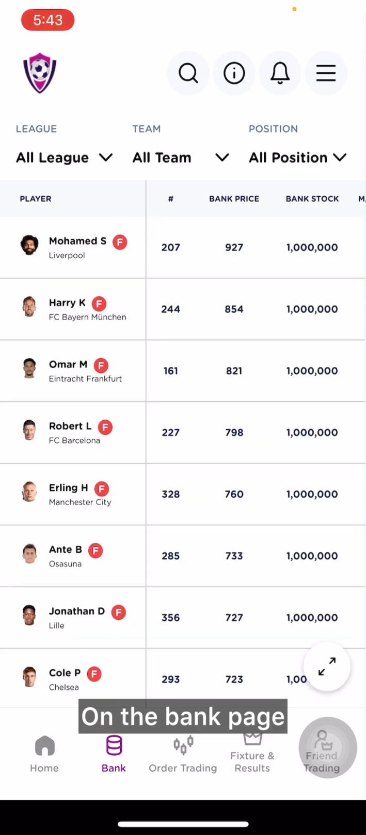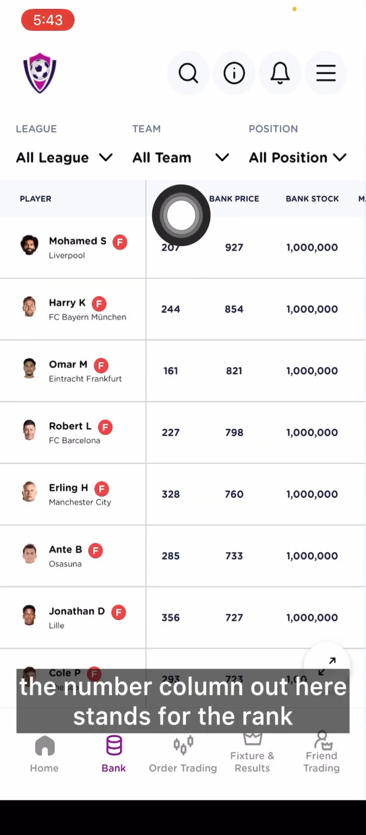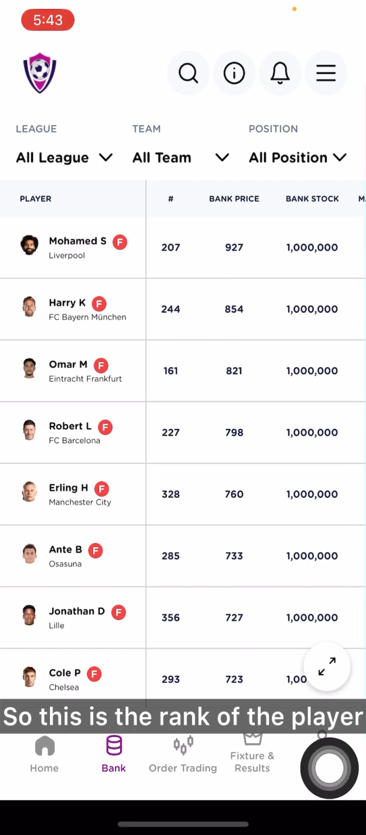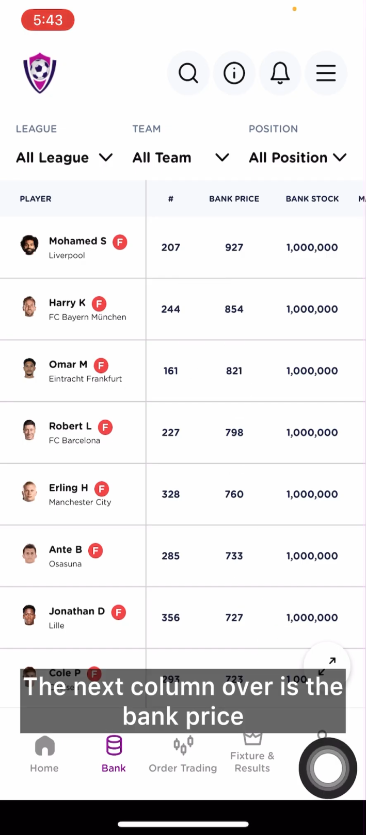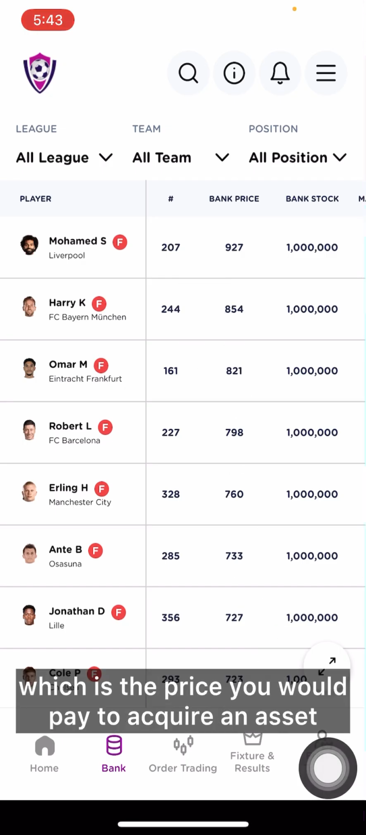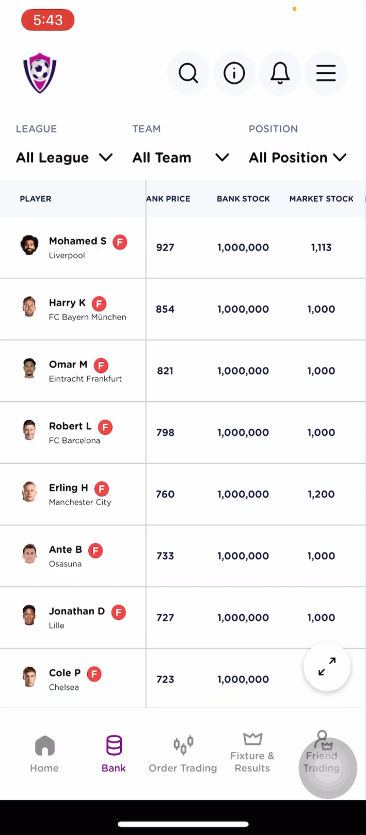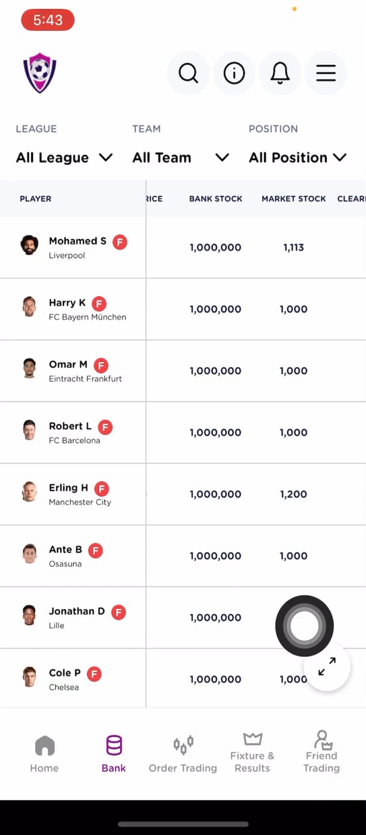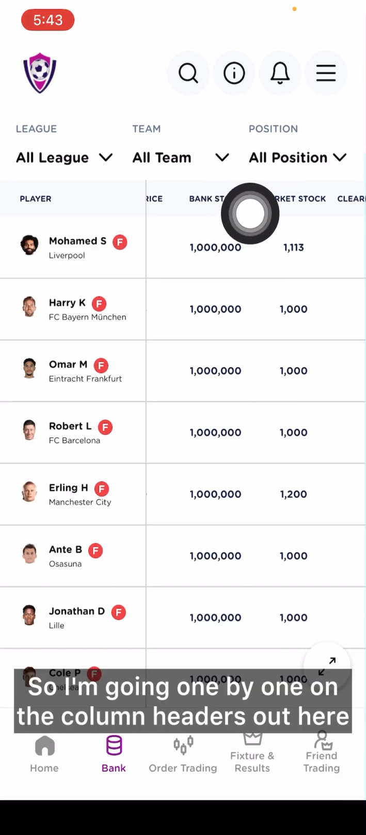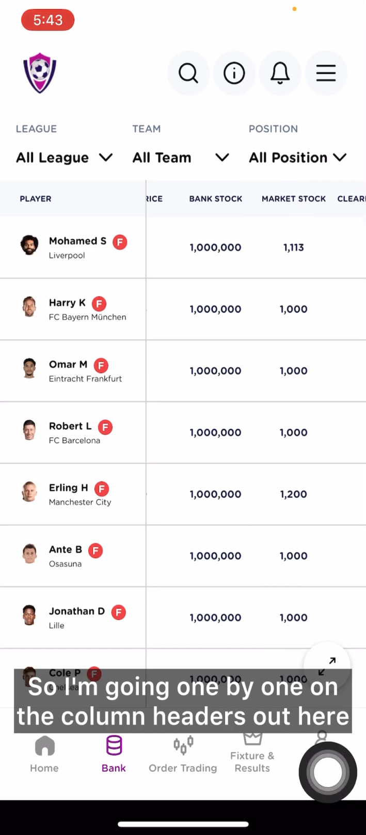On the bank page, the number column out here stands for the rank. So this is the rank of the player. The next column over is the bank price, which is the price you would pay to acquire an asset. Next to that, we have bank stocks. So I'm going one by one on the column headers out here.